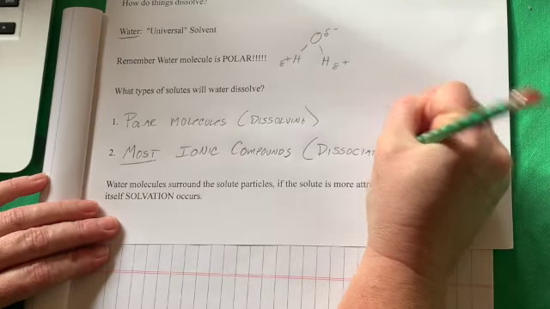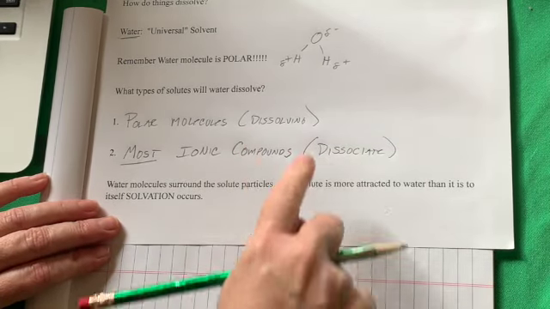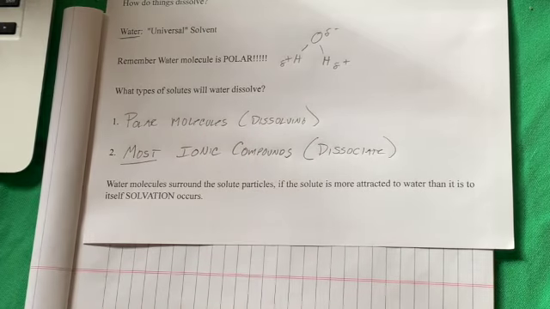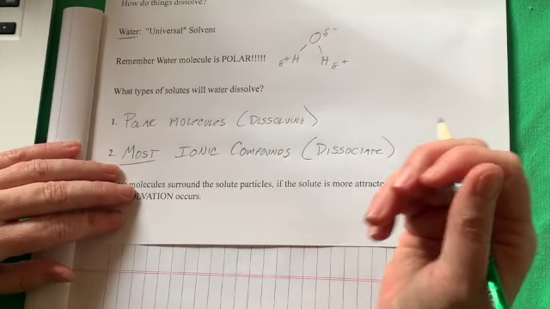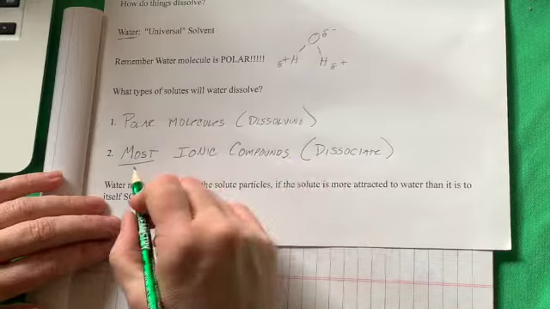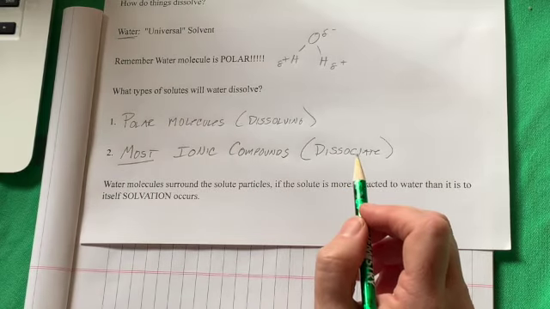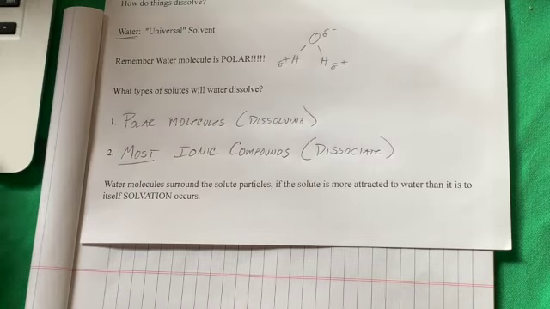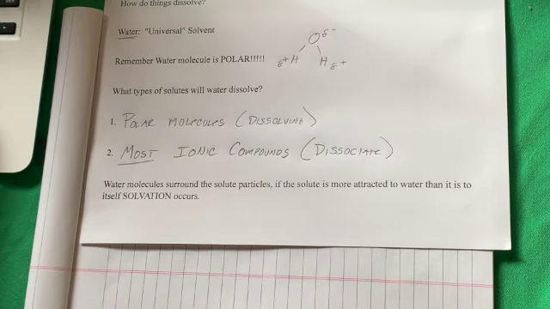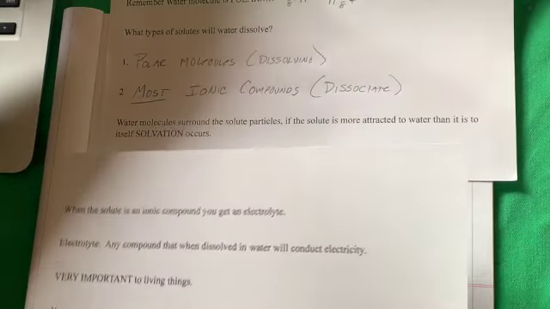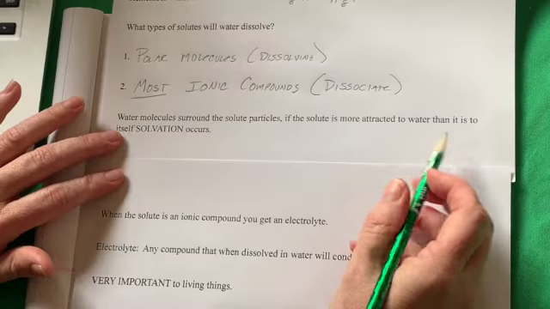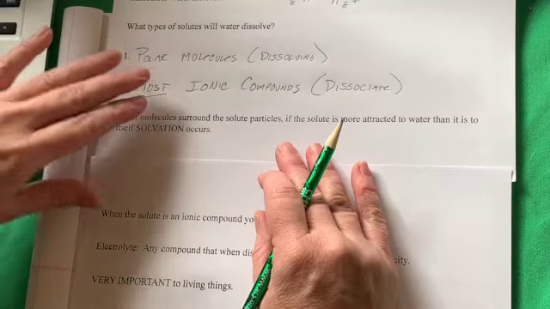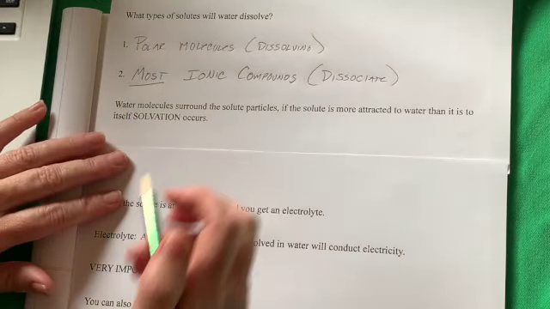Let's talk about what the difference is between dissolving and dissociating. Dissolving means that one molecule is going to break away from another molecule, but the molecule holds on to its structure. Whereas dissociating with ionic compounds means that it's going to break up into its individual parts. So let's take a look at what dissociating actually means. Water molecules are going to surround the solute particle. If the solute is more attracted to the water than it is to itself, solvation occurs. So let's talk about what this is going to look like.